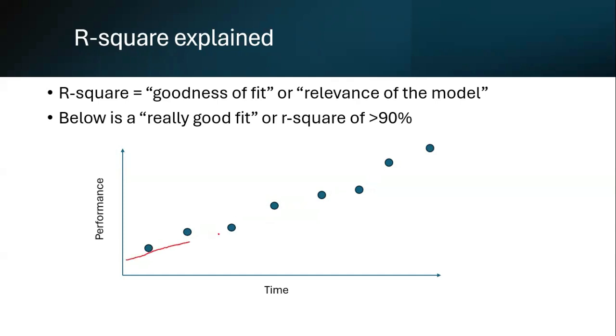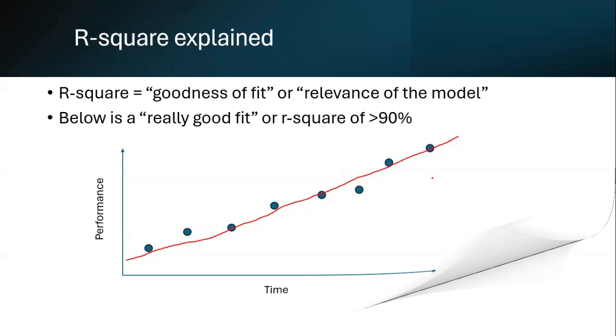If I were to draw a line here, you can see that these points are relatively close to the line. You can see that there is a great improvement, and this model of time over performance is a pretty good fit. So this is what an R square of 90% looks like.